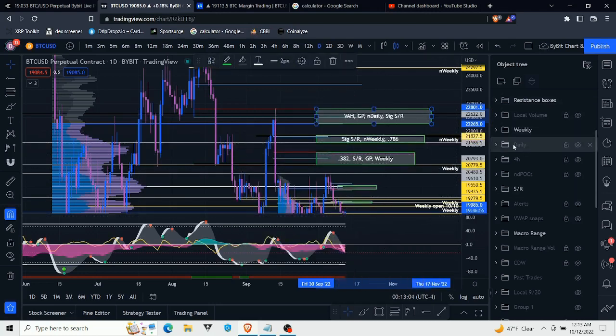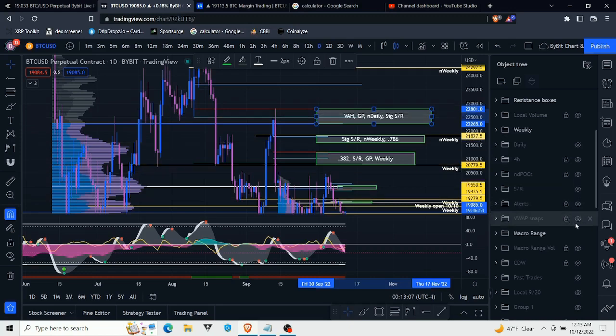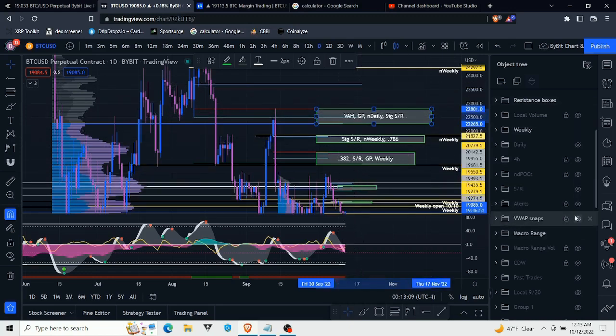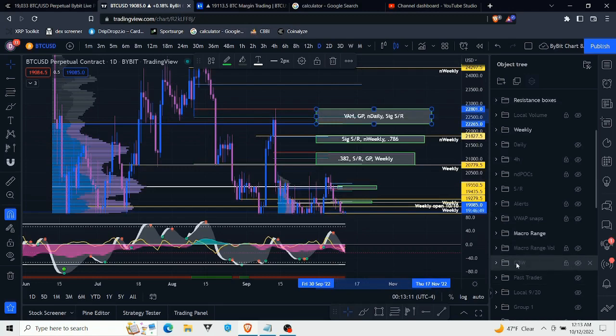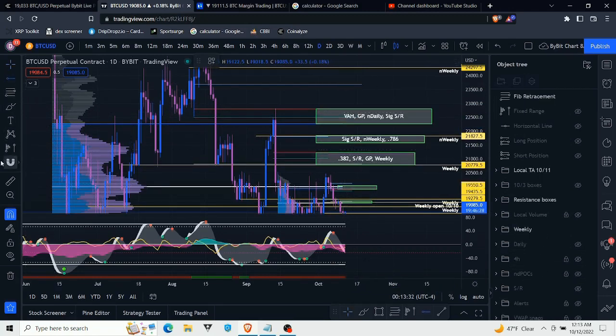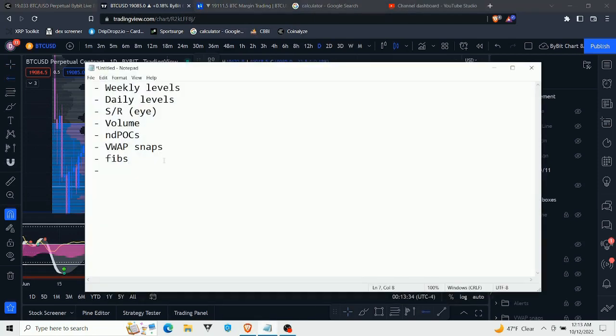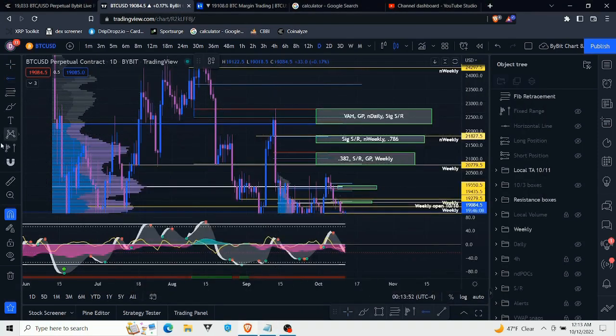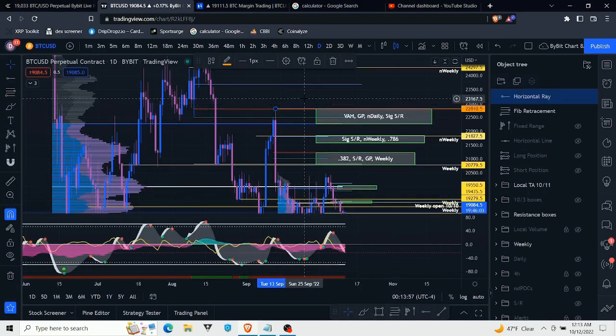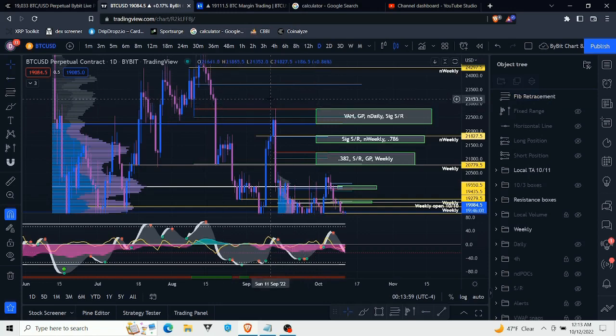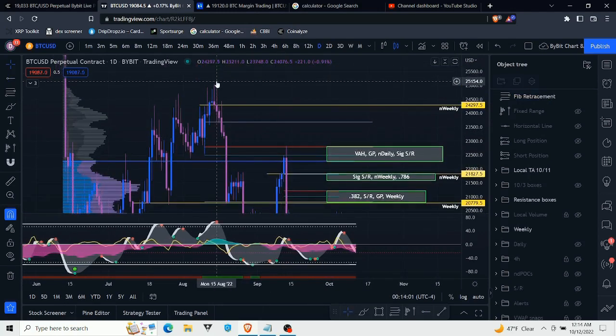And this is pretty much just what I like to do. I like to go through and check all my folders and see what kind of Confluence do we have in this level. Another thing I forgot to mention is CDWs, and I guess I can write that in here right now. CDWs / swing failure pattern. So what you do with CDWs is you just want to mark out a significant wick, one that represents a high or a low, like this one up here.